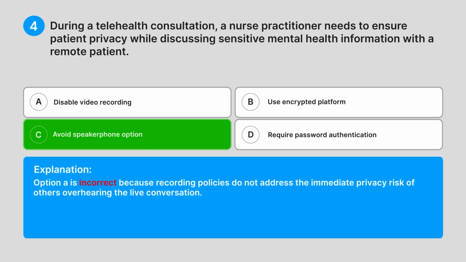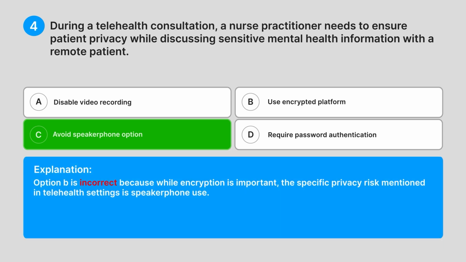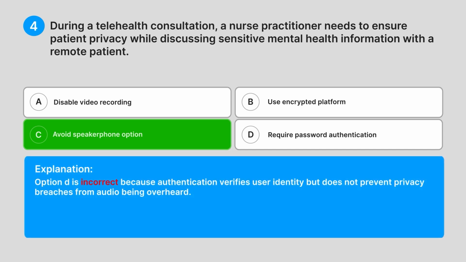Option A is incorrect because recording policies do not address the immediate privacy risk of others overhearing the live conversation. Option B is incorrect because while encryption is important, the specific privacy risk mentioned in telehealth settings is speakerphone use. Option D is incorrect because authentication verifies user identity, but does not prevent privacy breaches from audio being overheard. This is a critical concept for telehealth privacy that goes beyond just using secure technology.